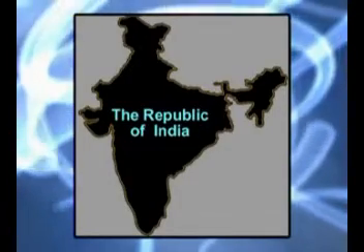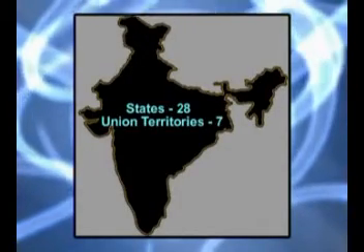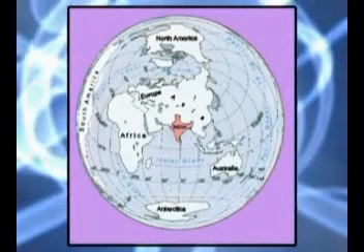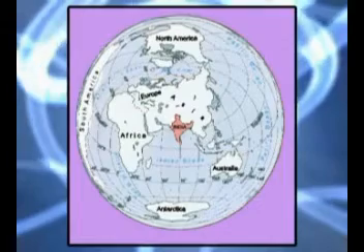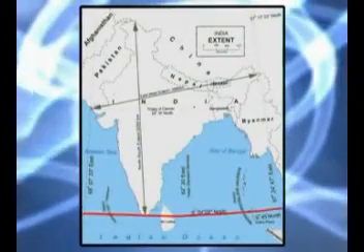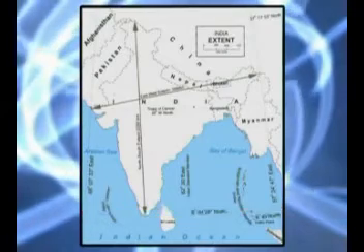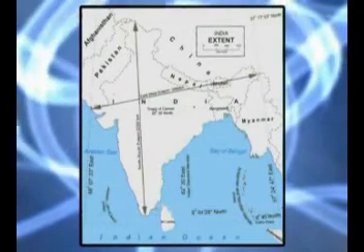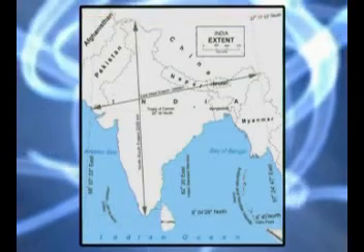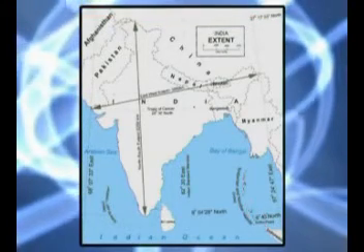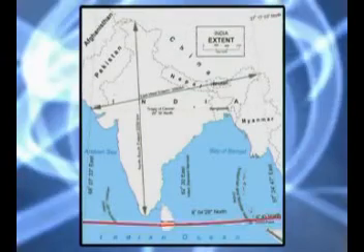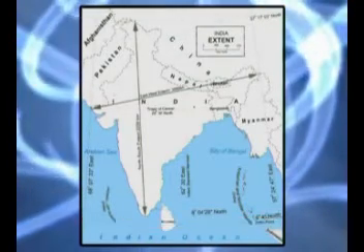The Republic of India is a union of 28 states and 7 union territories. India is in the south central part of the continent of Asia. It means India is located in the northern hemisphere. India's latitudinal extent is from 8 degrees 4 minutes 28 seconds to 37 degrees 6 minutes 53 seconds north. Indira Point in Great Nicobar Island is the southernmost location of India. Its latitude is 6 degrees 45 minutes north.